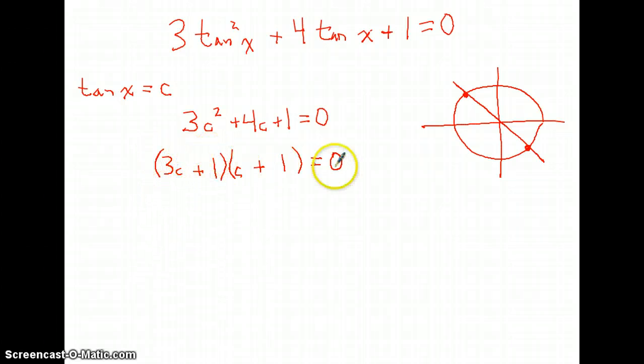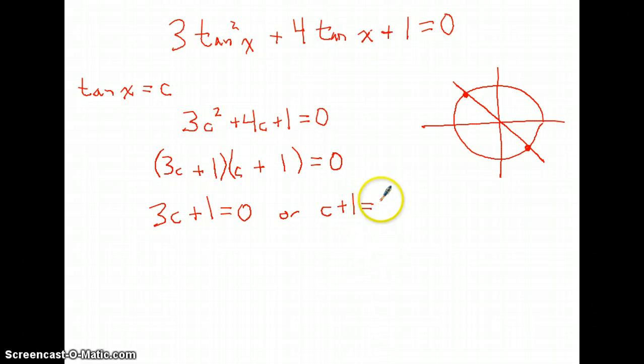So now I've got this product that equals 0. This should ring some bells. We haven't done this yet this year, but you've done it before. 3c plus 1 equals 0 now, or c plus 1 equals 0, because when I've got that product equals 0, the whole point of that was so I could do this. If I've got thing 1 times thing 2 equals 0, then that means either thing 1 must be 0 or thing 2 must be 0. So if I don't know which, either one could be 0, and that's what I do next.